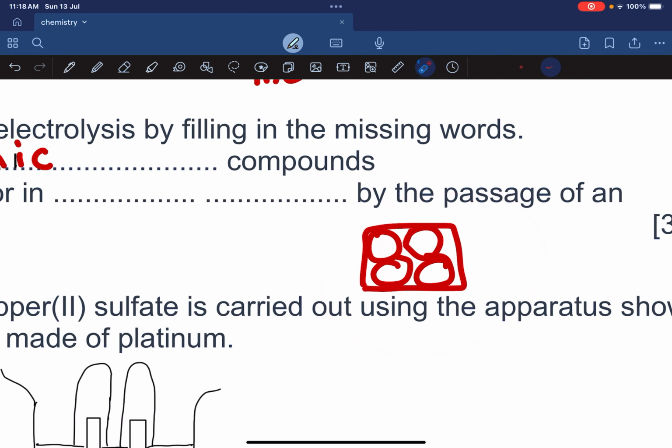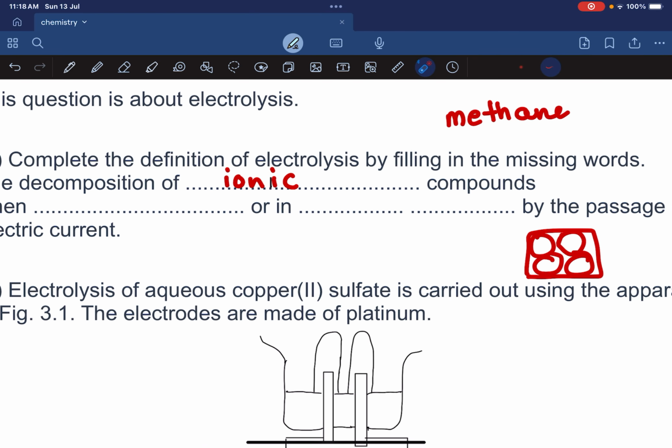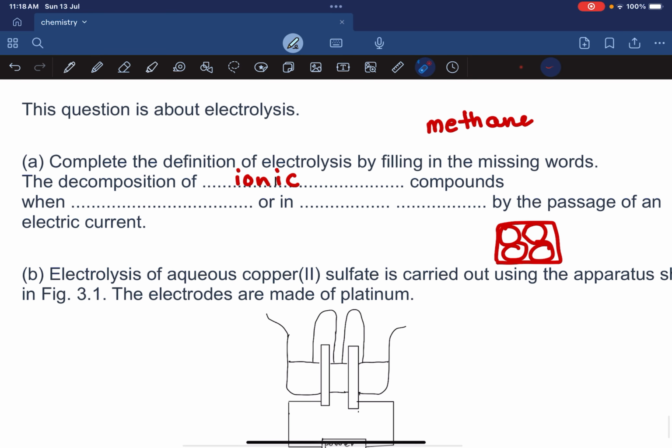To perform electrolysis, what you need is mobile ions, free ions that can move throughout the structure, okay? I know this is a very basic concept, but here you must realize that your ionic compound should either be molten or in aqueous state, meaning dissolved in water, if it needs to carry current, if it needs to move throughout the structure. So I am sure about it: when in molten or in aqueous state, by the passage of an electric current.